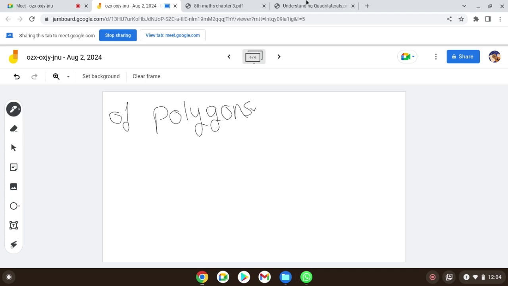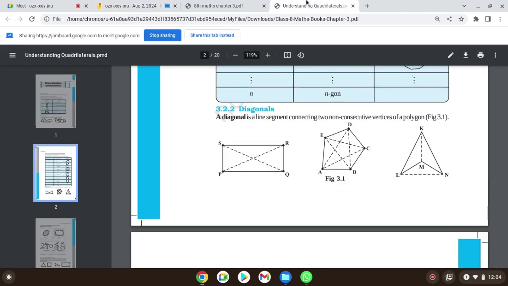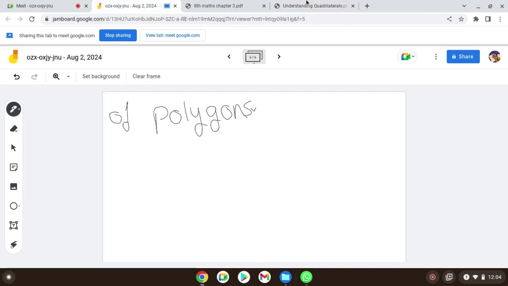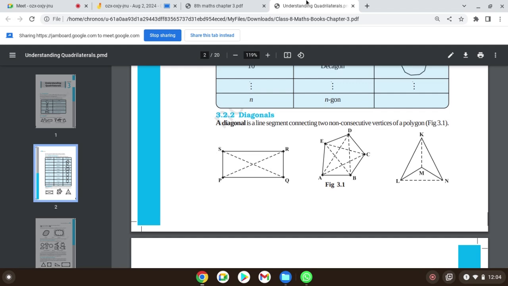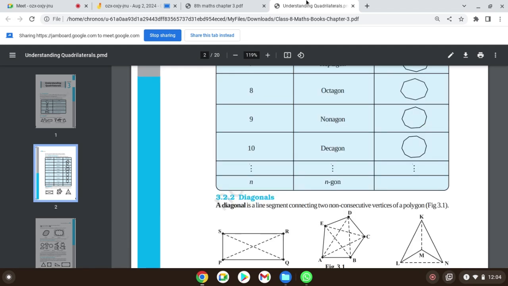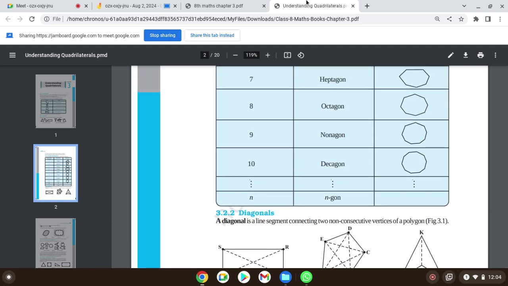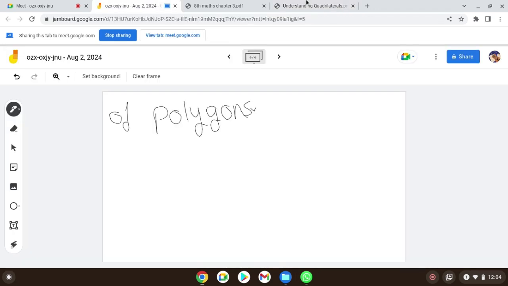Now we will move to your textbook. Here we have a few examples of how we can draw the diagonals. For example, if we have a hexagon, pentagon, or octagon, you just have to join all the corner points of them. I choose the octagon. Here I have to draw the octagon, meaning 8 sides.